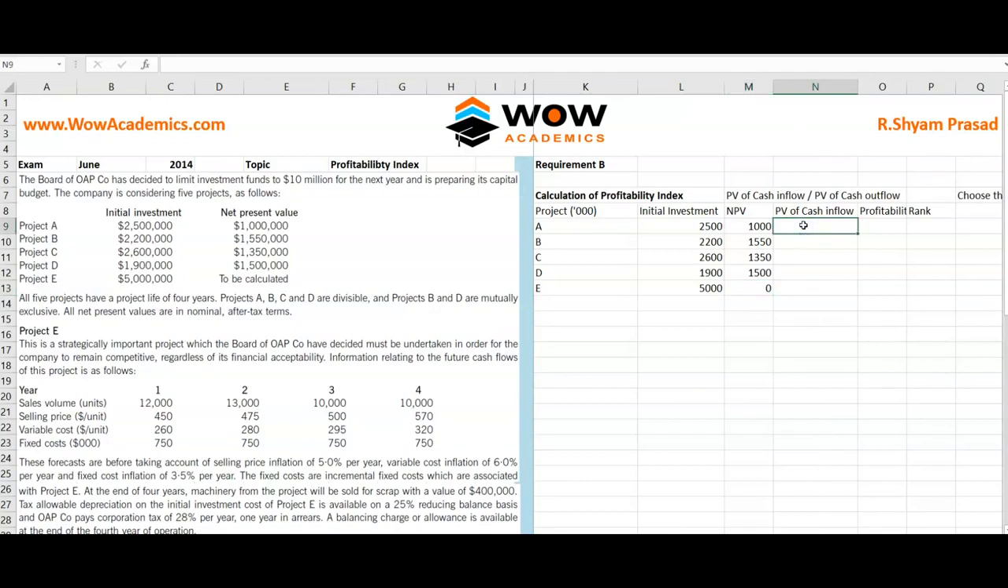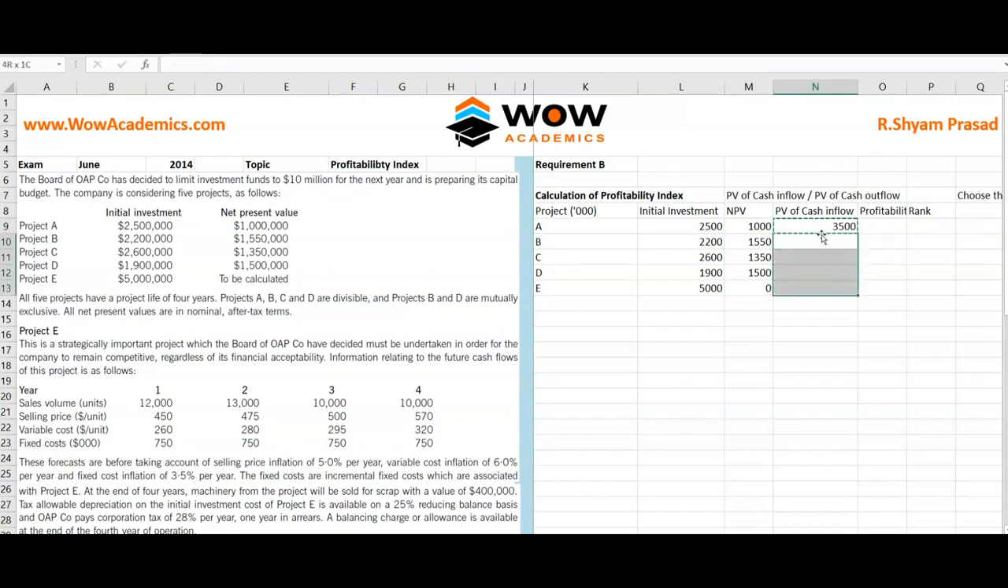The present value of cash inflow is, you have to add the initial investment plus the NPV. If you add both, you will get the present value of cash inflow. Or else it will look like this: if you deduct present value of cash inflow minus the initial investment, you will get NPV. So it is like inflow minus outflow gives you NPV. Here they have given you the initial investment and the NPV. If you add both, you will get the inflow. Okay, so that's how the formula works. So we will get our present value of cash inflow.